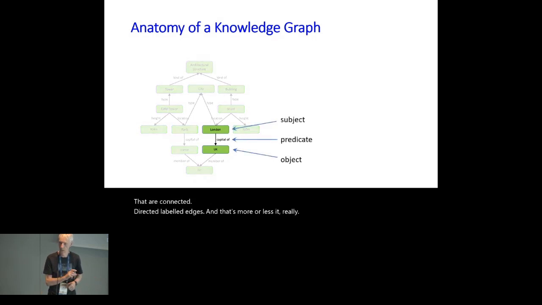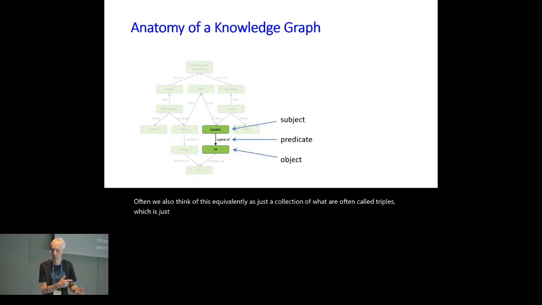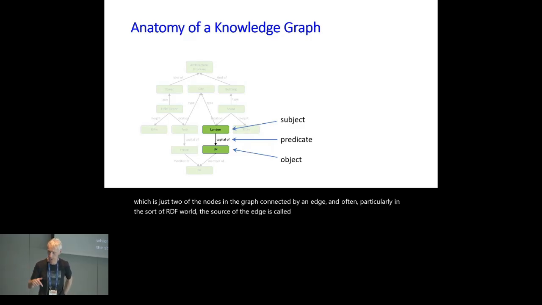Often we also think of this equivalently as just a collection of what are often called triples, which is just two of the nodes in the graph connected by an edge. And often, particularly in the RDF world, the source of the edge is called the subject, the target of the edge is called the object, and the label on the edge is called a predicate, but none of that is super important.